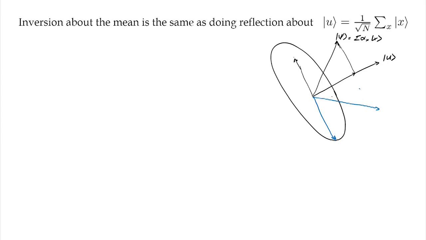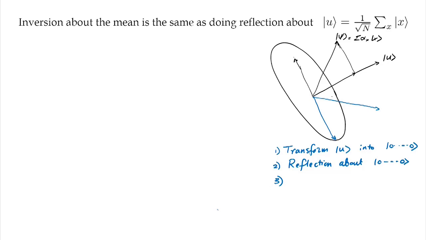Okay, so how do we carry out such a reflection about U? Well, one way to do it is to transform U into the all zeros vector and then do a reflection about the all zeros vector. So here's our algorithm. One, we transform U into the all zeros vector. Two, we do a reflection about the all zeros vector. And then three, we undo our transformation, so transform the all zeros vector back to U. Okay, so we do some unitary transformation, we do the reflection about the all zeros, we transform back.